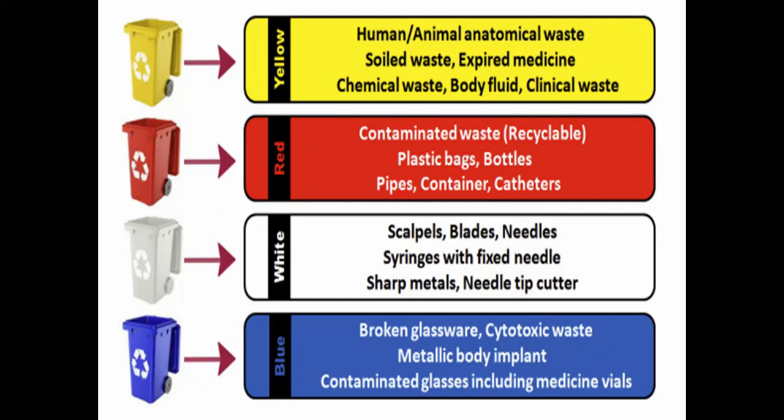And red is for plastic items like your tubing, your catheter, IV sets, IV bottles. Even syringes will go to the red bin. The white is meant only for sharps: your scalpel, blades, needles. And the blue is meant for glassware like your broken glass, your ampules, vials, cytotoxic drugs, and even your metallic body implants. Suppose a patient comes to the hospital for removal of a pacemaker, so this metallic body implant will be thrown in these blue bins.